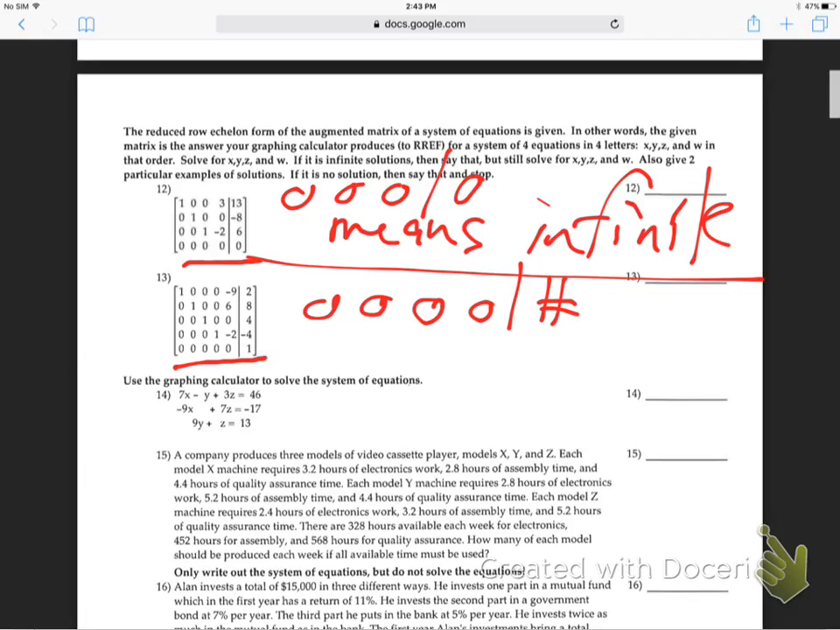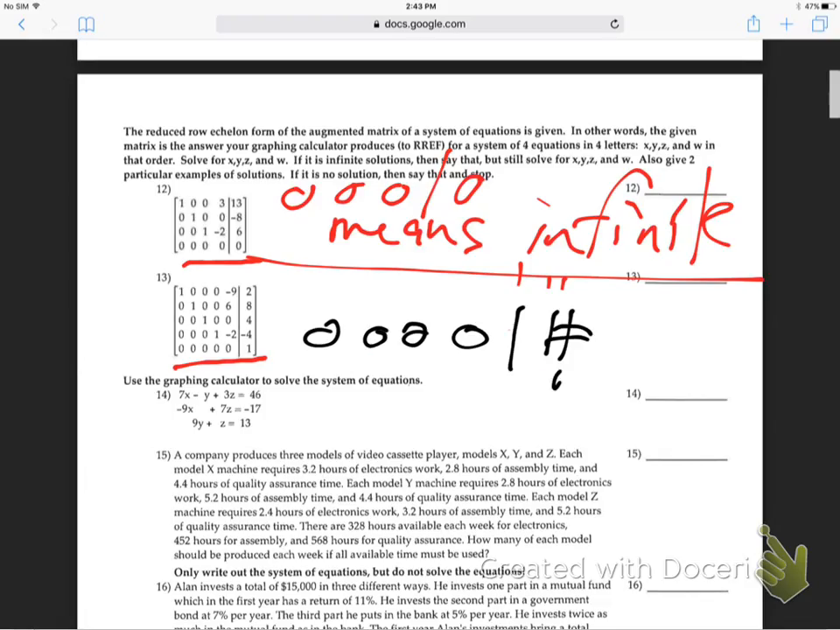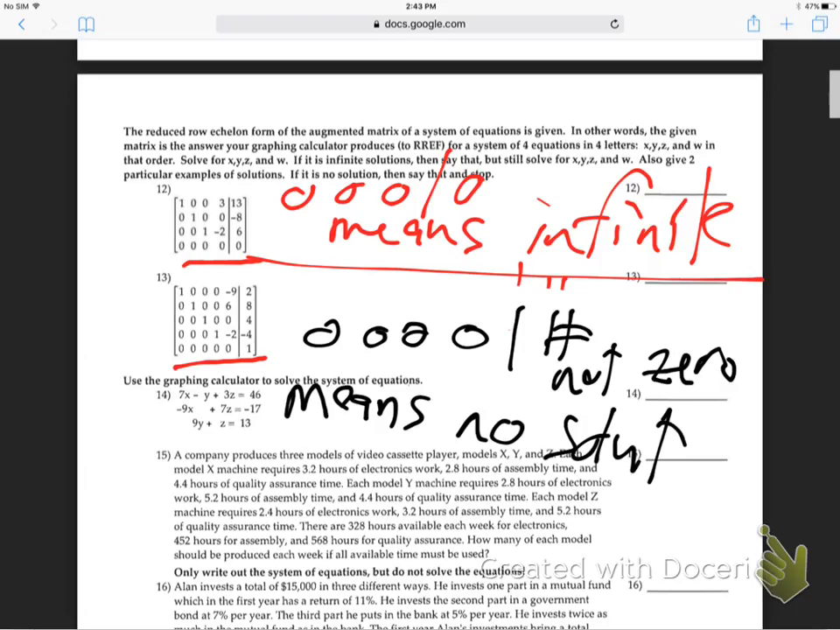This one, okay, let me rewrite it just to be clear. When you have a bunch of zeros and then a number that's not 0, that means no solution. You want to know, just by looking, that's the result of an RREF. They're saying somebody did RREF and they got that, or they got that.